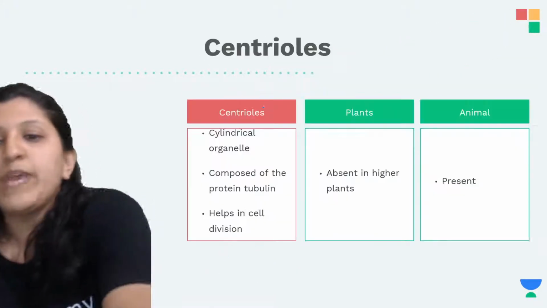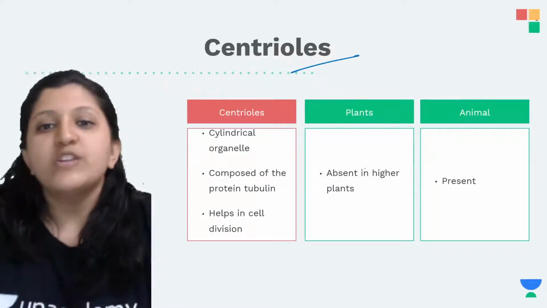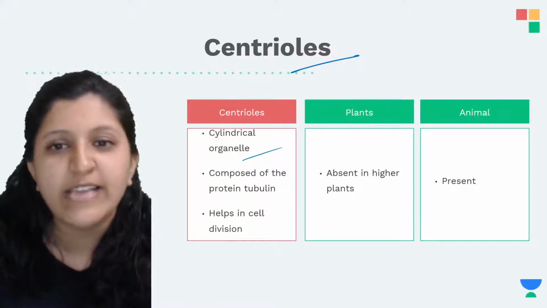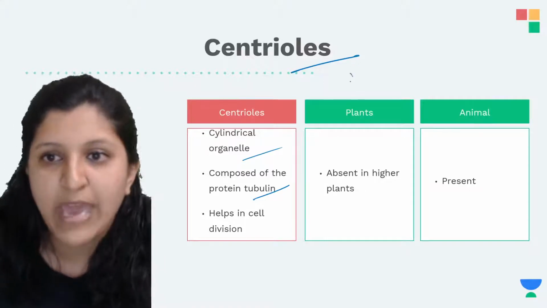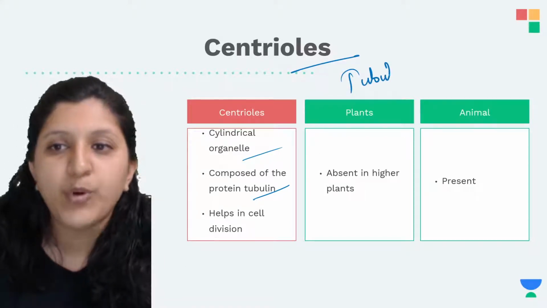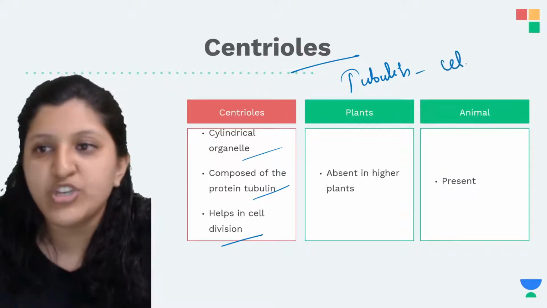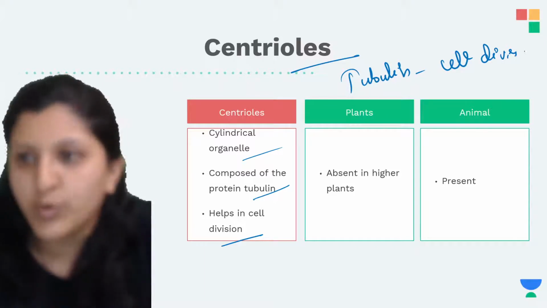Moving on to the next one, centrioles. Where do you find a centriole? It is a cylindrical organelle composed of the protein tubulin. So you can find tubulin protein there. This one helps in cell division. So it is going to help in cell division.